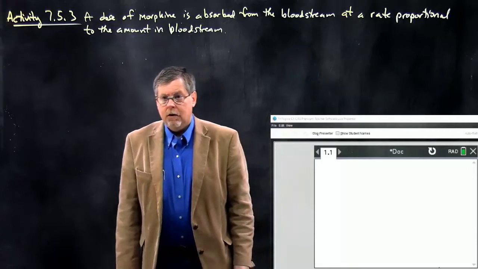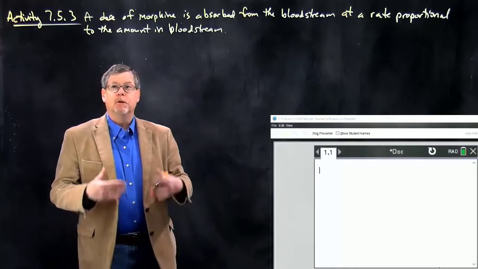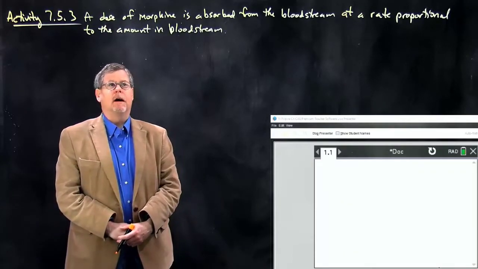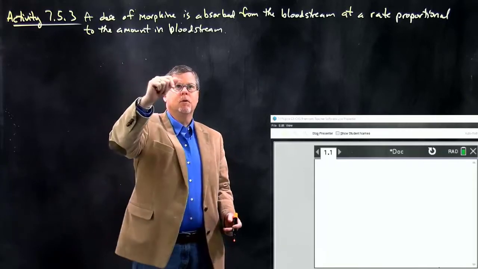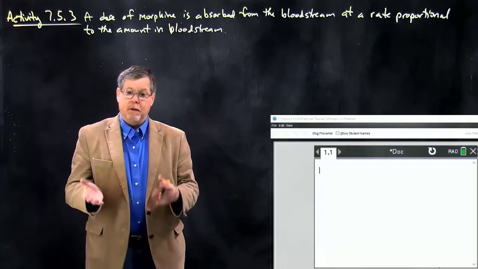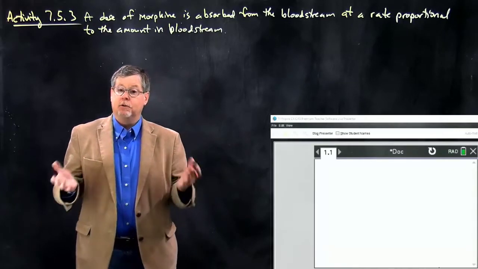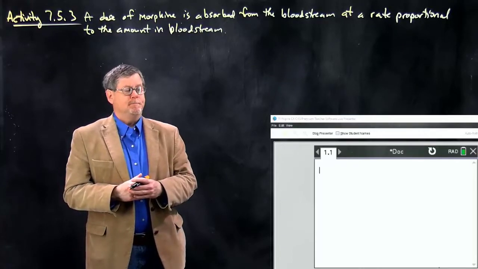Here we're going to take a look at the drug distribution in the bloodstream of, in this case, morphine. Suppose we know that the dose of morphine is absorbed in the bloodstream at a rate that's proportional to the amount in the bloodstream. So in a sense, we're having exponential decay going on with this particular medication.